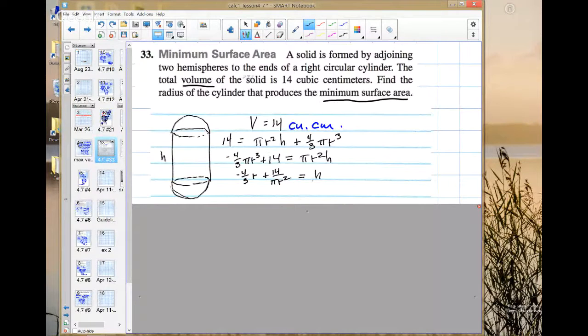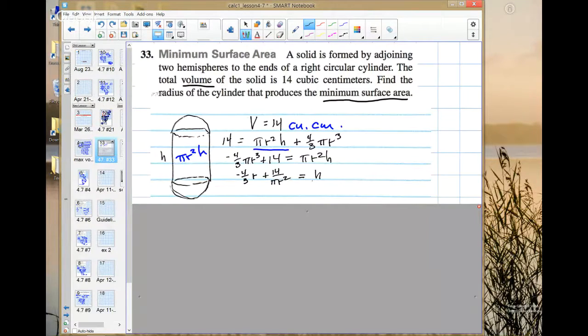So now I've got to put that into the volume. How do I find the volume of this crazy thing and set it equal to 14? Well, the way I taught it to my students, pi r squared h, that's this guy. That's the cylinder. A cylinder is the area of the base times the height. The area of the base is a circle, pi r squared, times the height.